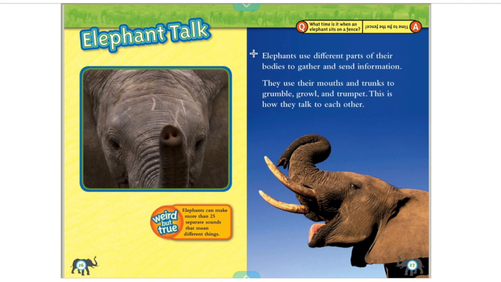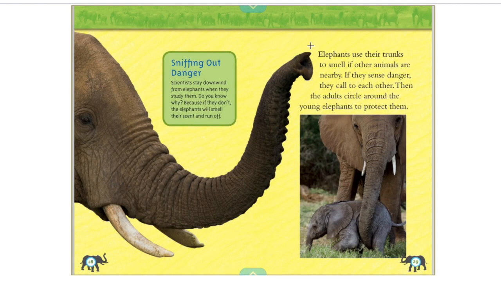Elephants use different parts of their bodies to gather and send information. They use their mouths and trunks to grumble, growl, and trumpet. This is how they talk to each other. And look, right here it says elephants can make more than 25 separate sounds that mean different things. Elephants use their trunks to smell if other animals are nearby. If they sense danger, they call to each other. Then the adults circle around the young elephants to protect them.